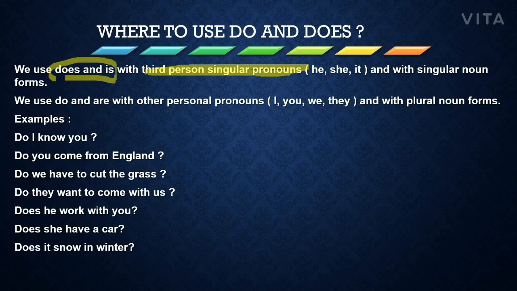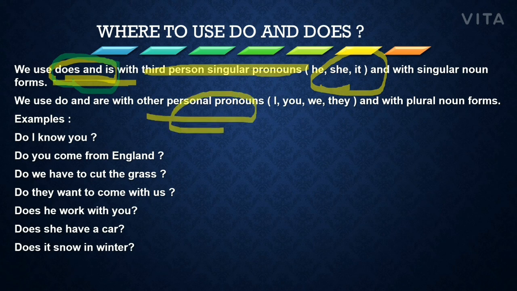So does and is are used with third person singular pronouns. Clear? Now what are these third person singular pronouns? He, she and it. These are the third person singular pronouns. Clear, students? So with third person singular pronouns, we always use does, and with singular nouns also we use does and is. Clear? And with other personal pronouns we use do.